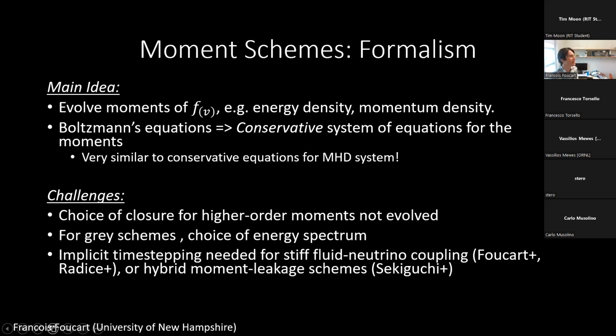The general idea behind a moment scheme is that you integrate Boltzmann's equations of radiation transport over momentum space with different powers of the neutrino momenta used to weight your integral. And so that gives you, without any weighting, an evolution equation for the energy density of neutrinos, the zeroth moment of the distribution function, with one power of the momentum, an evolution equation for the momentum density of neutrinos, and so on, the pressure tensor being the second moment, and so on.